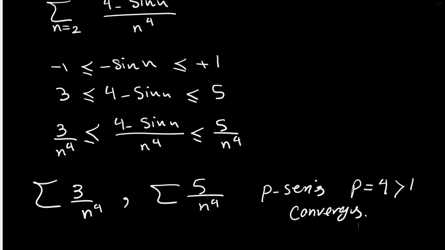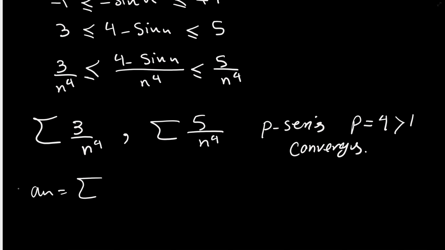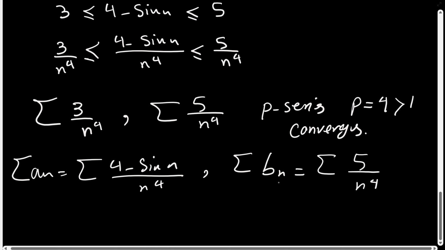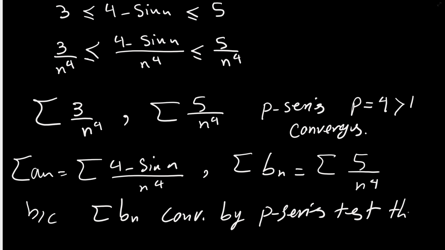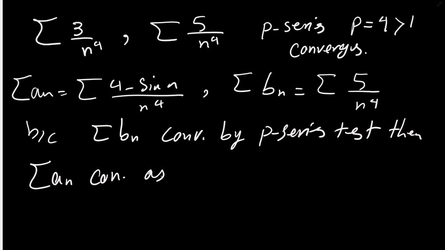So if I want to use direct comparison test, let's suppose an is sigma 4 minus sine n over n to power 4, then I choose bn as sigma 5 over n to power 4, and because sigma bn converges by p series test, then I can conclude that sigma an converges as well.